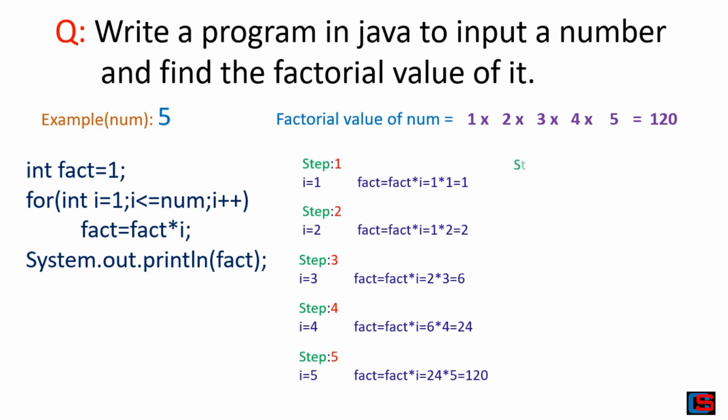Again in step 6, i is increased and becomes 6, and as 6 does not satisfy the final condition, since num is inputted as 5 and 6 is greater than 5, it exits the loop. After exiting the loop, you can see the value of fact is 120, which is exactly the factorial value of number 5, inputted by the user.